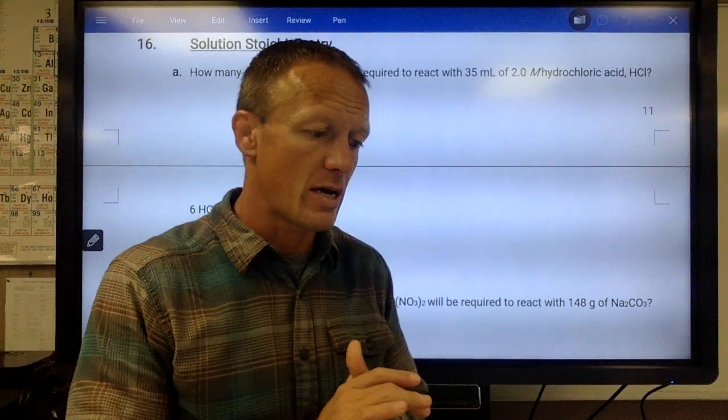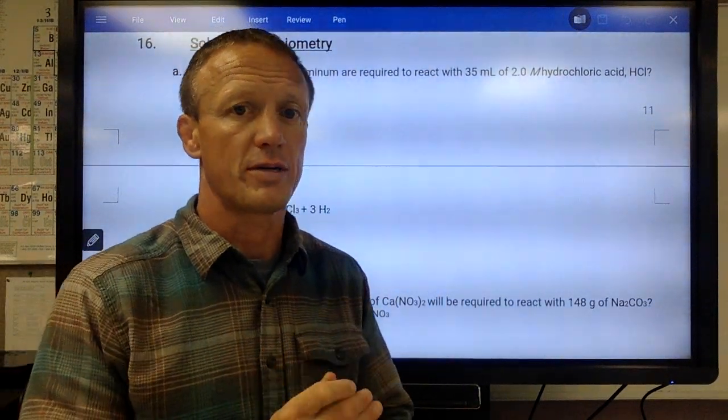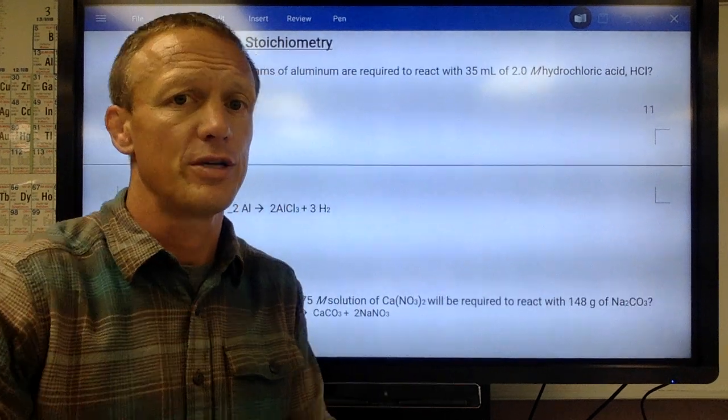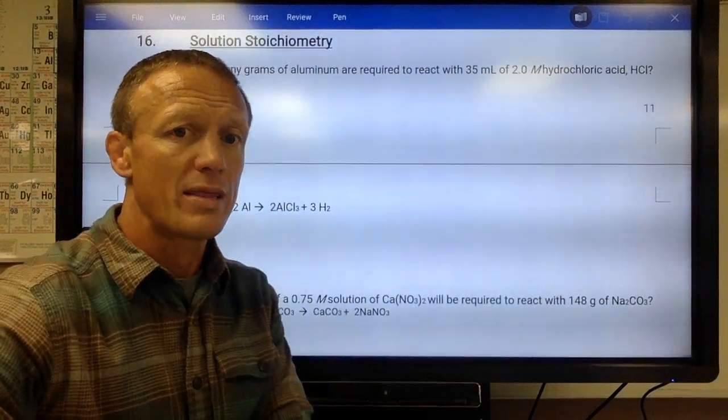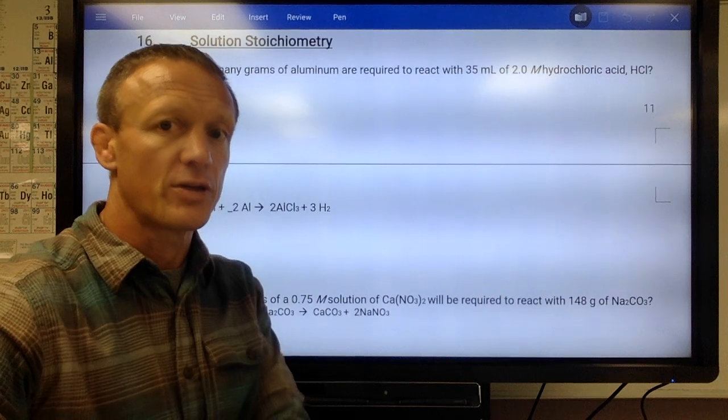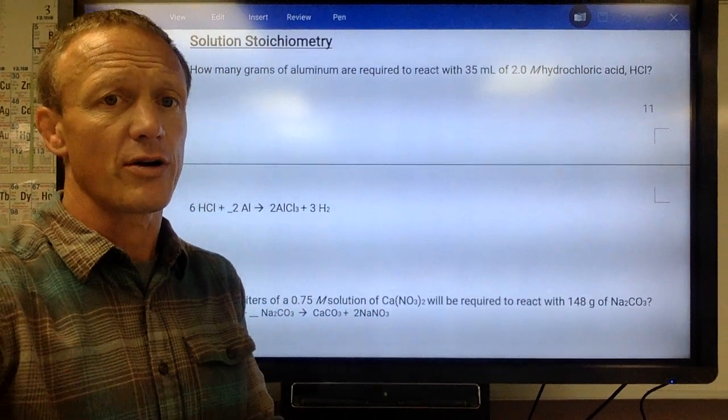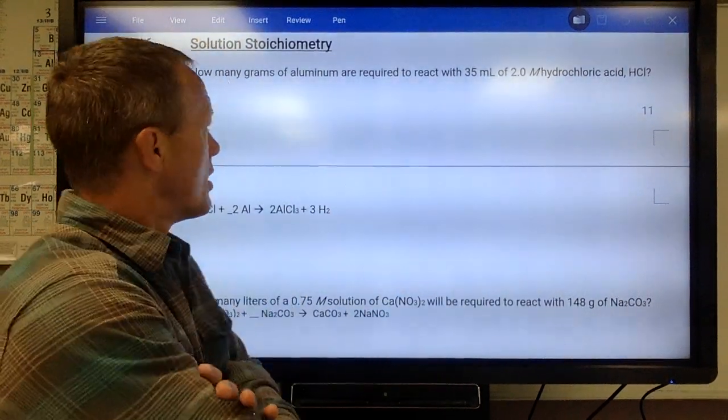Hey, Cam, this is solution stoichiometry. I'll tell you that a majority of the stoichiometry we do this year will be with things in solution, because most reactions are done in aqueous solution. So that means we're going to be using molarity.